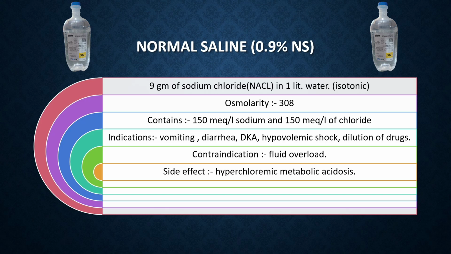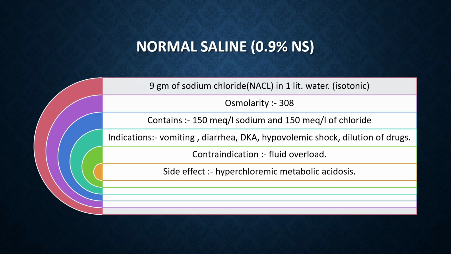The indications are: we can give normal saline during vomiting, diarrhea, diabetic ketoacidosis and hypovolemic shock. We can also use normal saline as a diluent for drugs which are in powder form. What are the contraindications of normal saline? When the patient is in fluid overload, like congestive cardiac failure, nephrotic syndrome or chronic kidney disease, we should avoid the fluid. What are the side effects of normal saline? It can lead to hyperchloremic metabolic acidosis because it contains chloride.